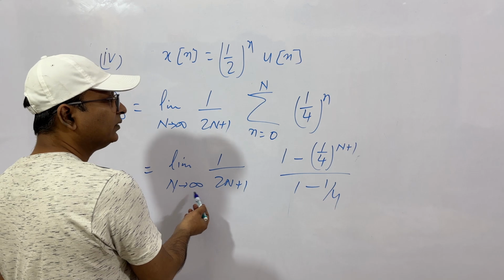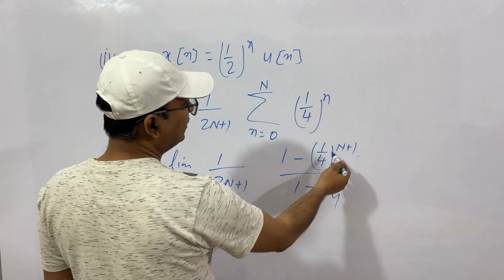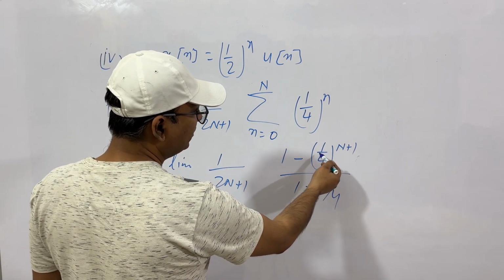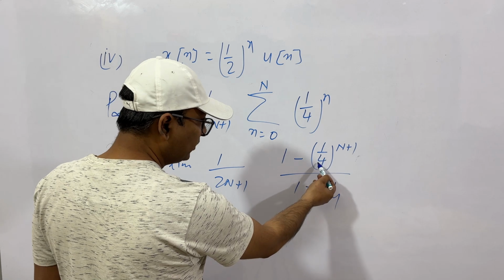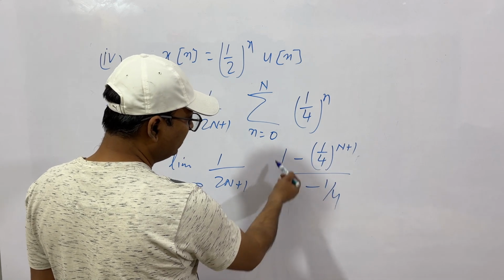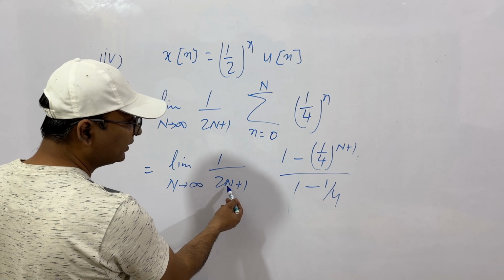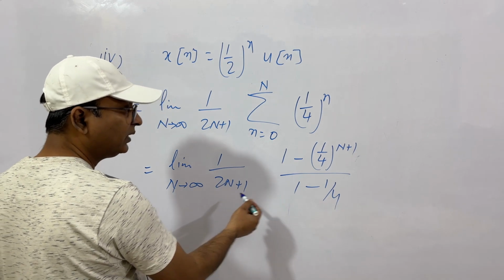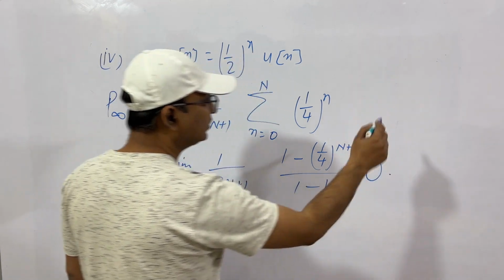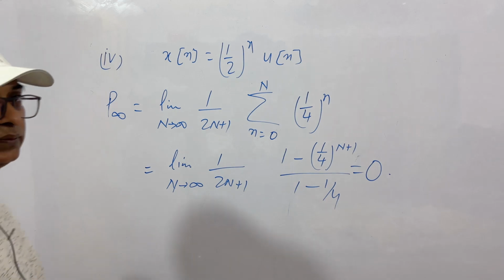When n tends to infinity, since this is less than 1, this will be almost 0. And this is 3 by 4, so this will be 4 by 3. So the value will be 4 by 3 by 2n plus 1, where n tends to infinity. Since in the denominator we have infinity, the value will be 0. So average power per cycle is 0. Okay.